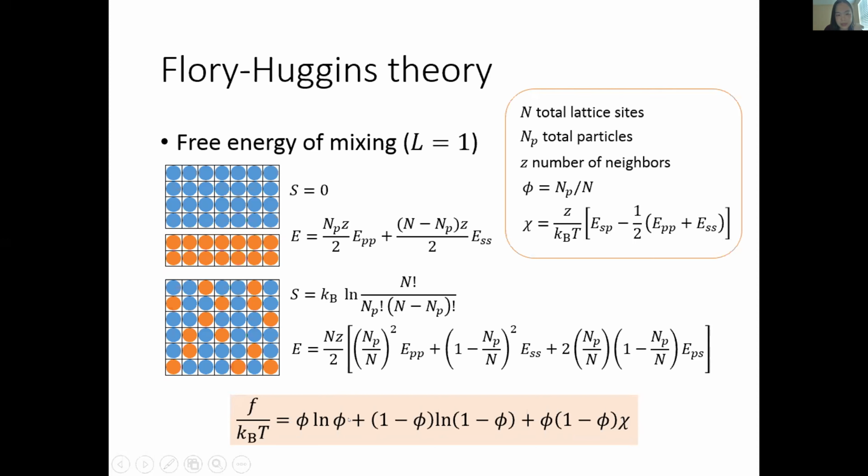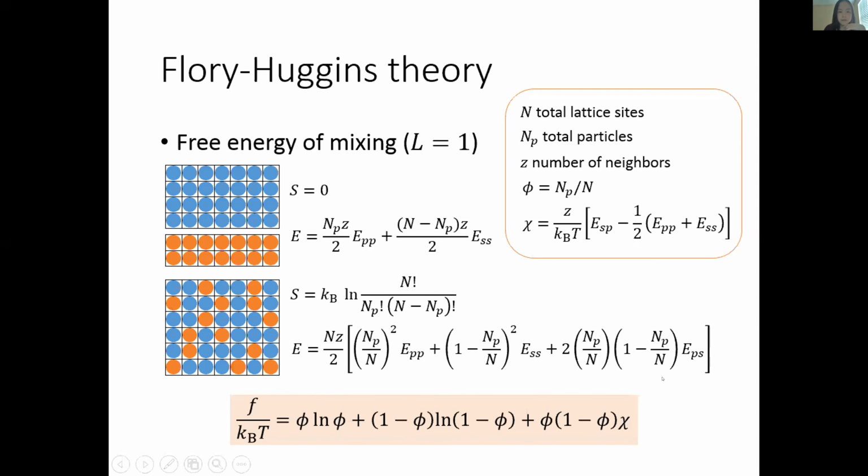So these two terms are coming from the entropy contribution, and this last term is from the energy contribution. If you are familiar with the free energy of an ideal gas, you know that it is C log C, where C is the concentration of the ideal gas. Here it's very similar. Phi is the concentration of the polymer, so you have phi log phi. But 1 minus phi is the concentration of the solvent, so you have 1 minus phi log 1 minus phi, denoting the entropy of the solvent. So: entropy of the polymer, entropy of the solvent, plus their interaction.